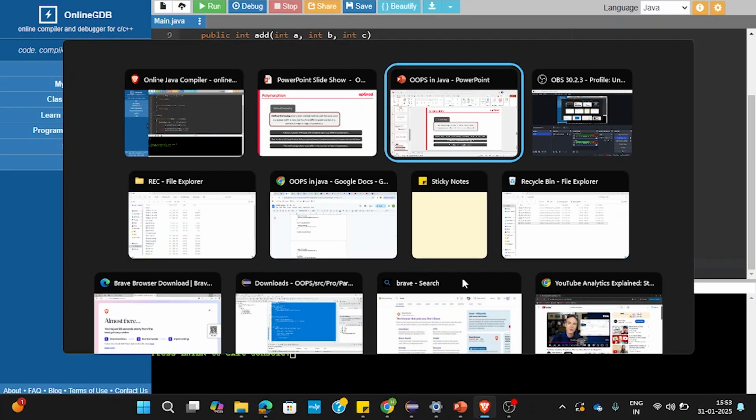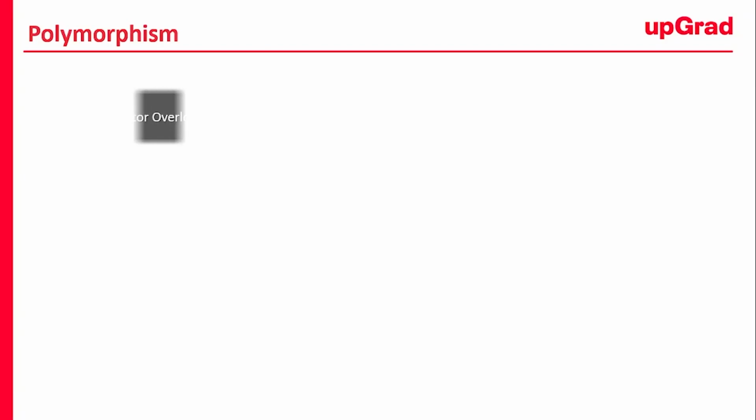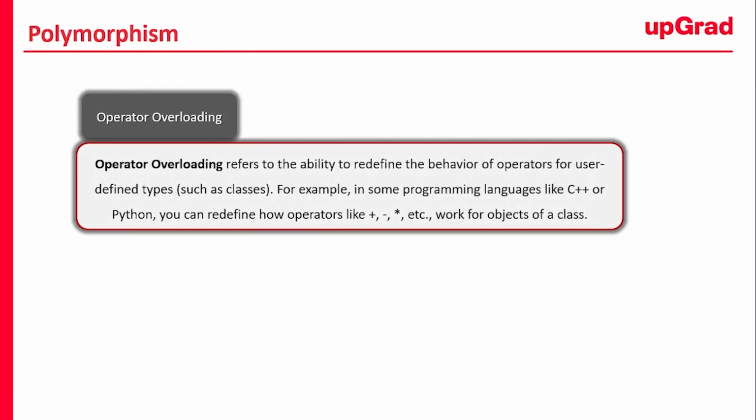Now let's understand operator overloading. So here comes the operator overloading. Operator overloading refers to the ability to redefine the behavior of operators for user defined types, such as classes. For example, in some programming languages like C++ or Python, you can redefine how operators like plus, minus, multiplication, etc. work for objects of a class.